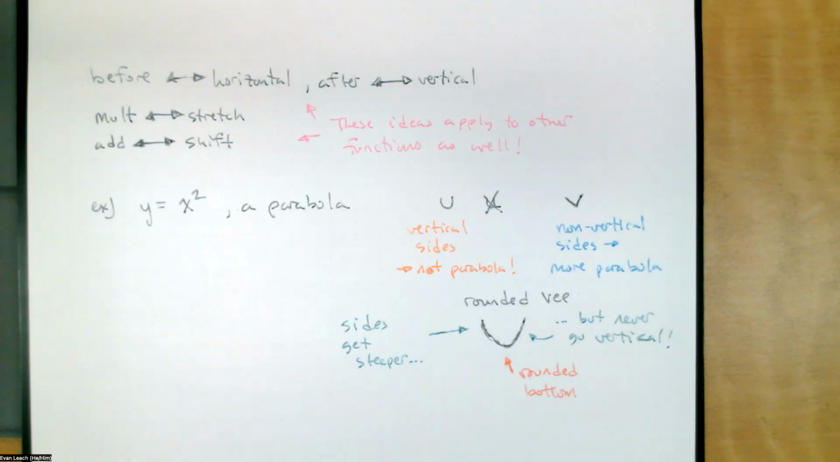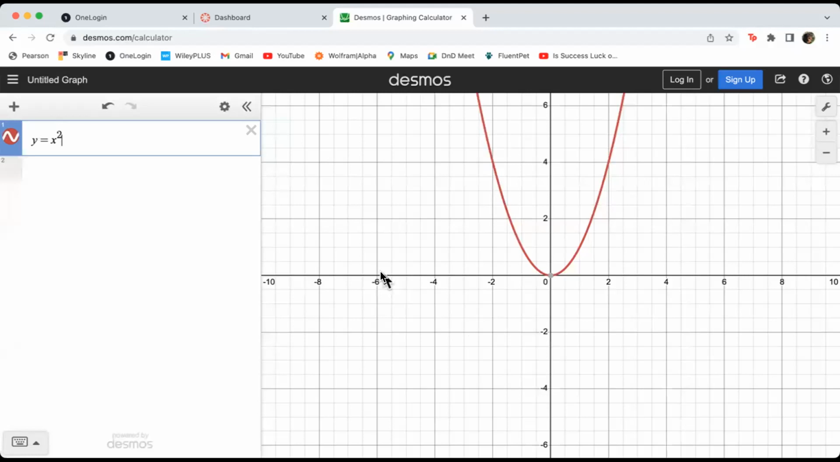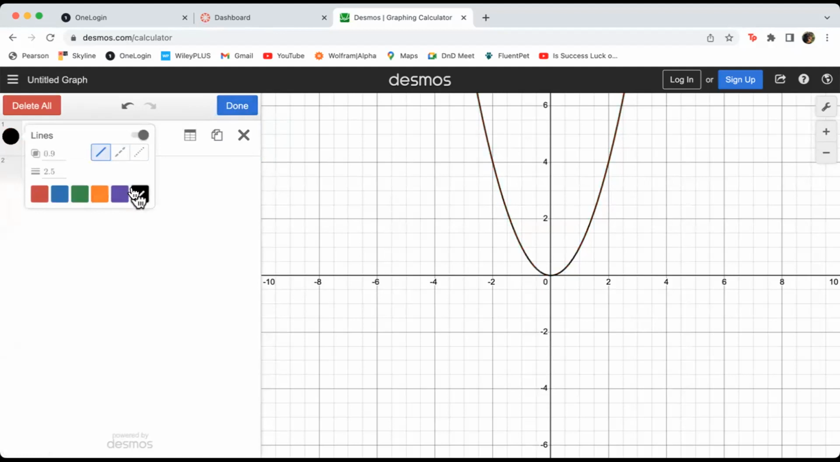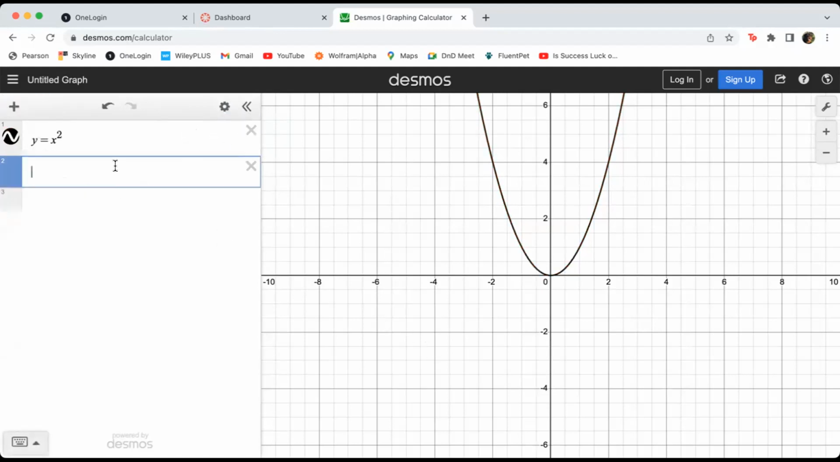Let's take a look at our graphing calculator, since our graphing calculator is so much better at graphing. Oh, the graphing calculator that I think I closed. Yep. So here's our graph y equals x squared. It's going to be our base graph. Let's make that one stand out. There's our y equals x squared.